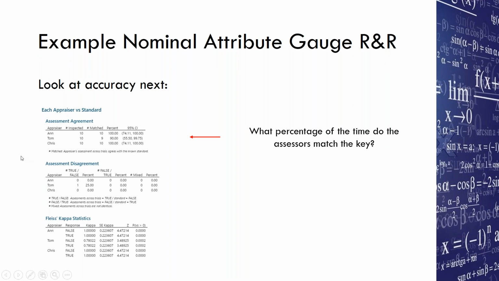Now let's take a look at the second table. The second table tells us, what did the assessors not get right? So what this table is telling us is that Tom gave one assessment of true when the answer should have been false. That's what the second table is telling us.